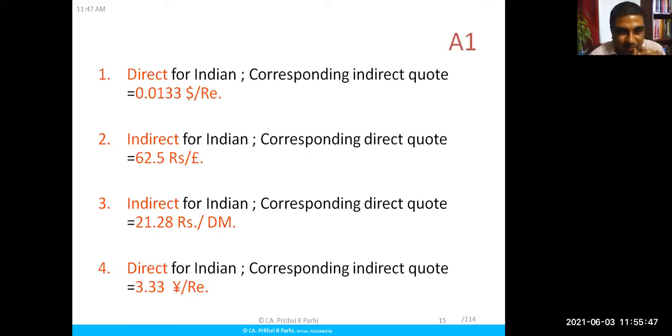Now you see how to convert a direct quote into an indirect quote. You already know it is the inverse of that. You can easily convert it, I think.